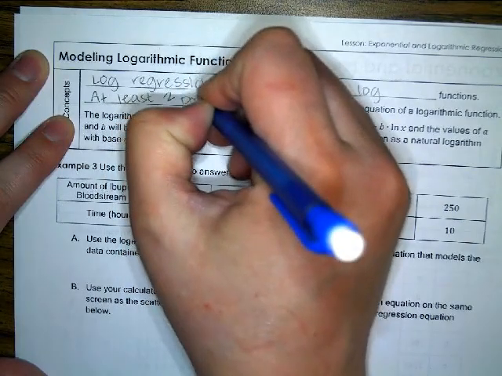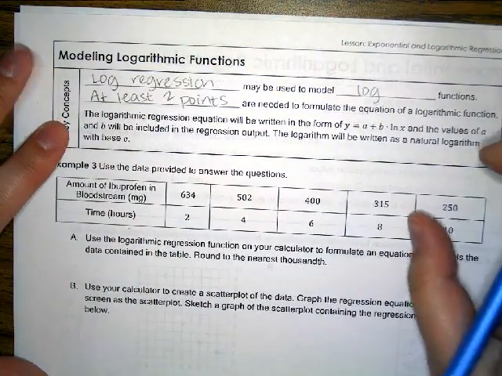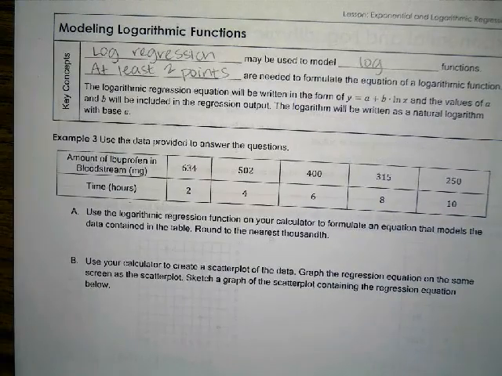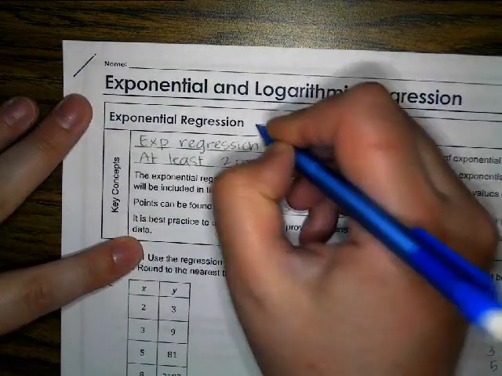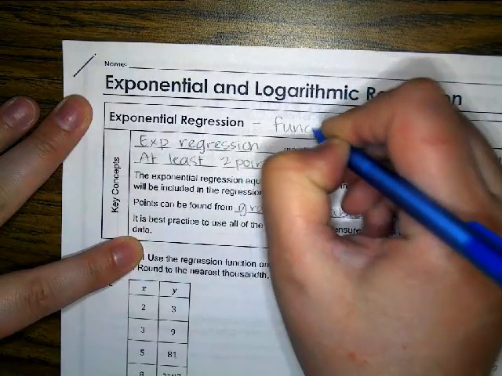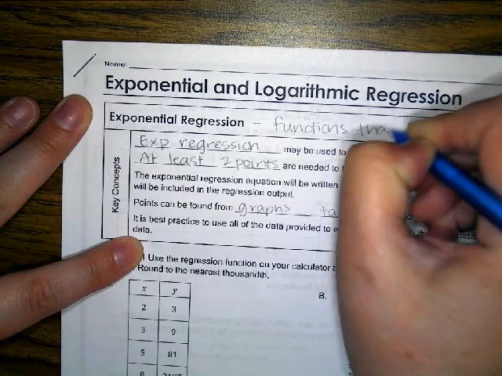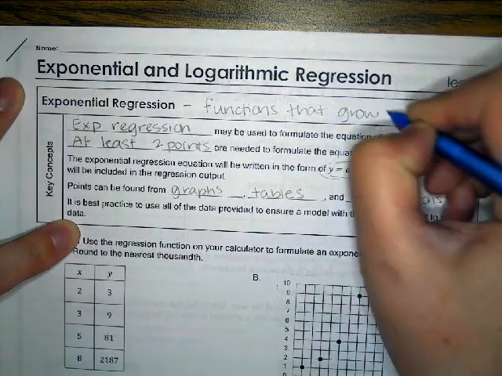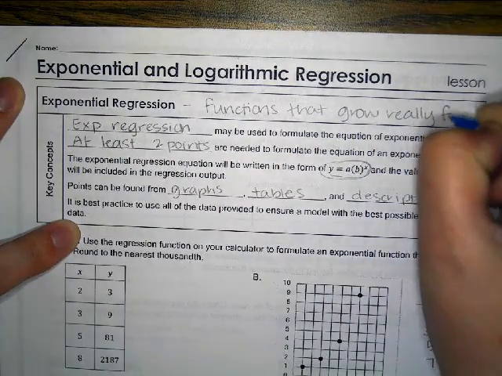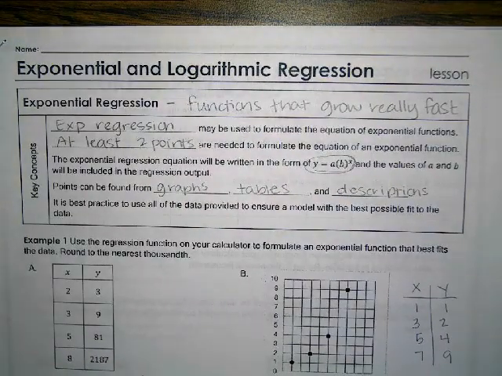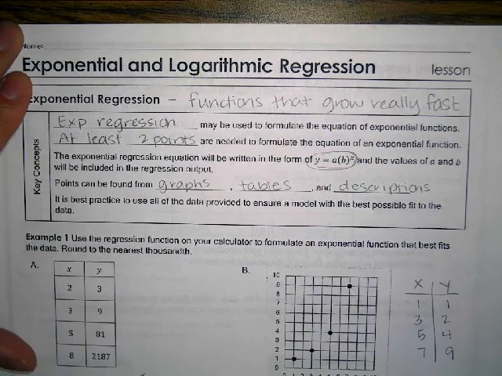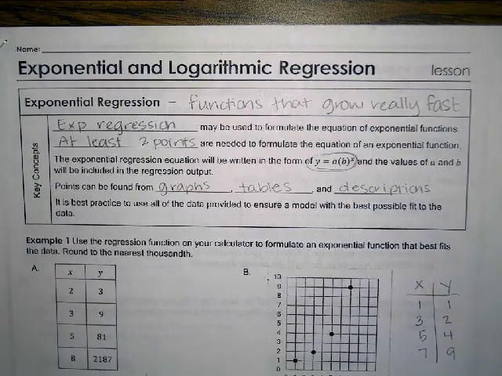One thing that's interesting, we can turn back for a second. Exponential regression and exponential functions are functions that grow really fast. Exponential functions grow really, really fast. So exponential functions are not the fastest growing functions that you can think of. There are functions that grow faster than that, but they're pretty fast.